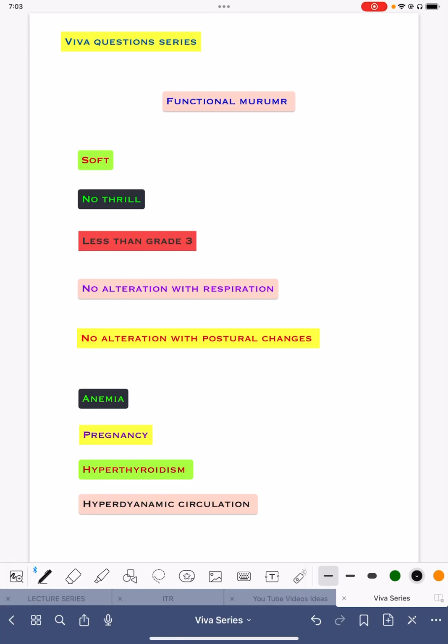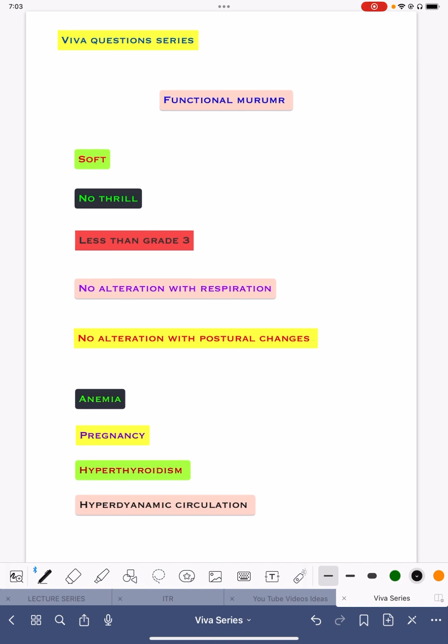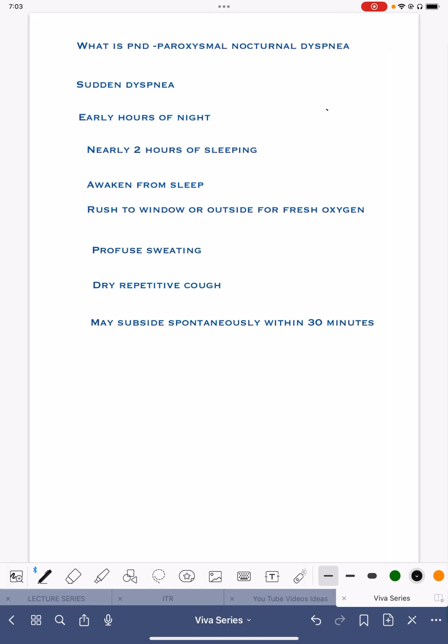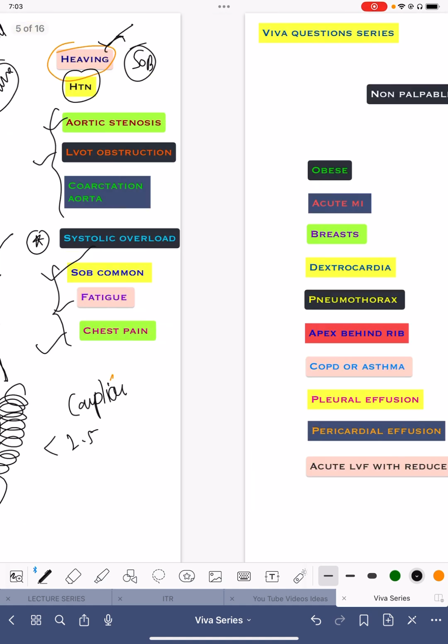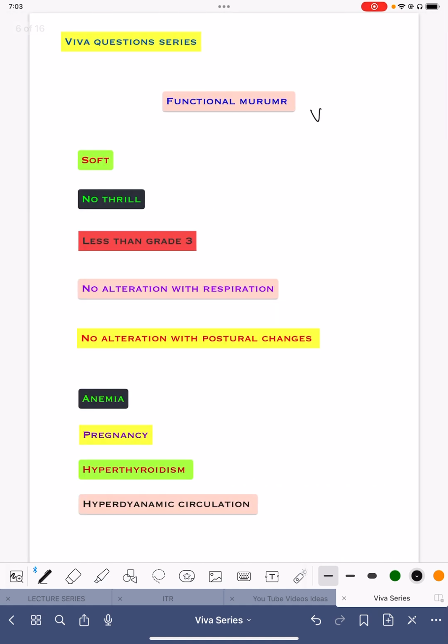Now, this is a very commonly asked question: what is a functional murmur and how is it separate from organic murmurs? The basic difference between functional and organic murmur is the presence of an organic lesion. Whenever we call it a functional murmur, the patient does not have any structural abnormality. And whenever we call it an organic murmur, it means that the patient has some structural fault.